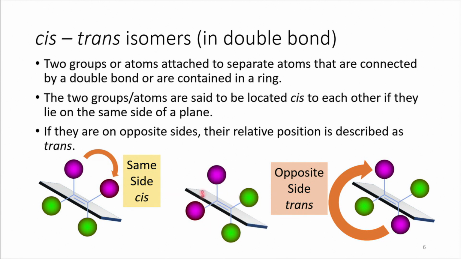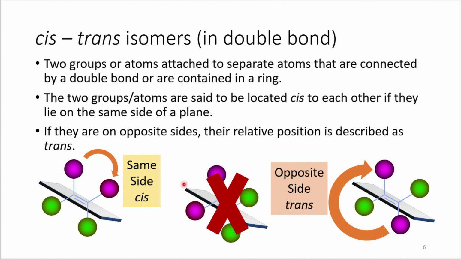And if you look at this compound here, the purple group is present on the opposite side. So, should we call this a trans isomer? But unfortunately, we cannot call this a trans isomer, because for cis trans isomers, the two groups or atoms have to be attached to separate atoms that are connected by a double bond or present in a ring. Here, the two purple atoms or groups are present on the same carbon atom. So, in these kinds of cases, we do not have any cis trans isomers, and we do not call these compounds cis trans isomers.